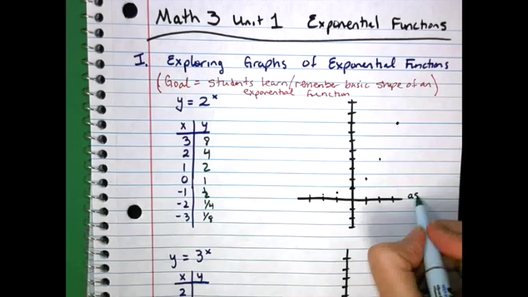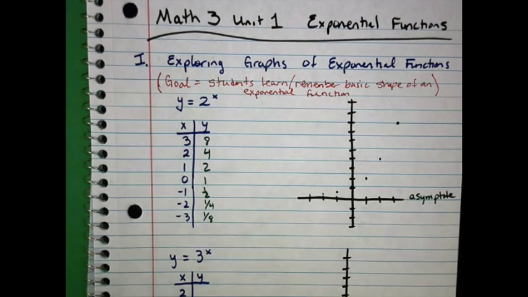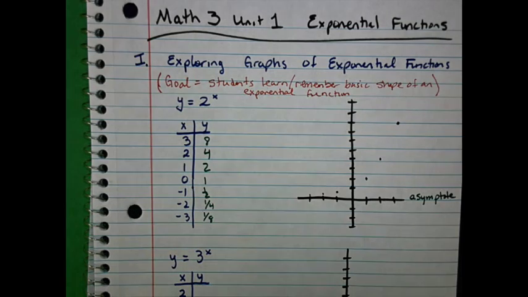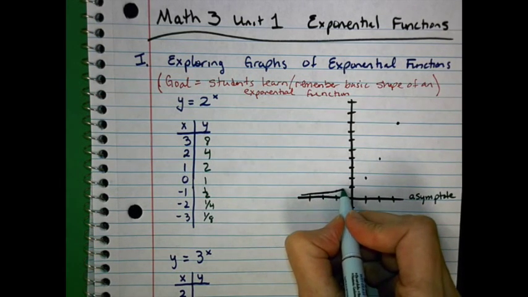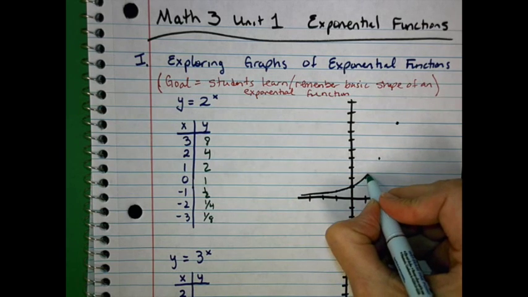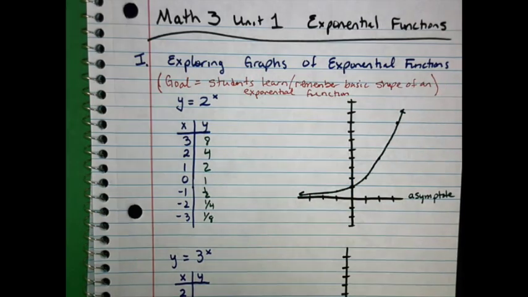They learned that word in Math 1 if they were in that class. And every exponential function does have a horizontal asymptote that it approaches but never crosses or touches. And so this graph would look something like this. And that's basically how all exponential functions look.